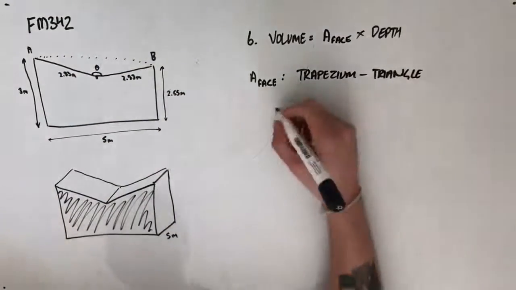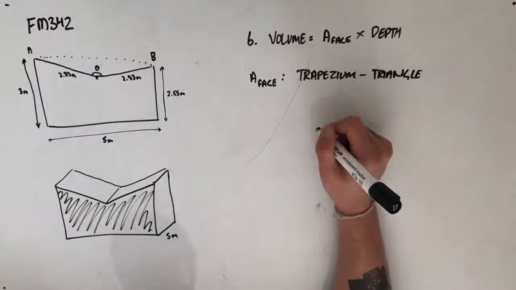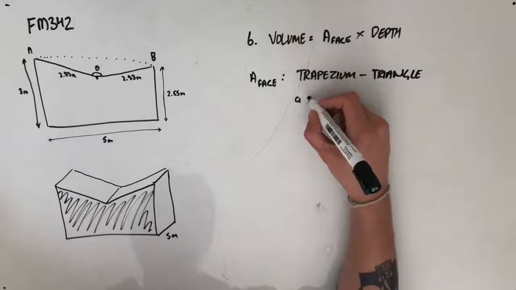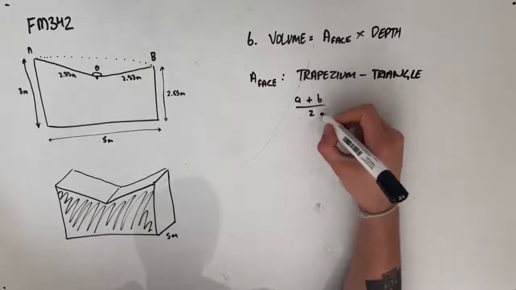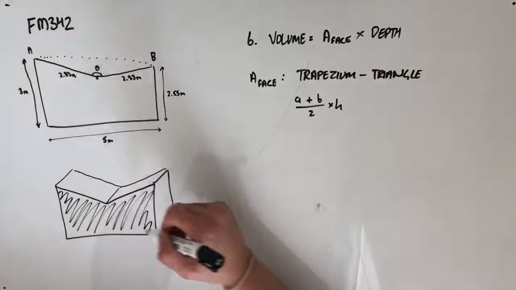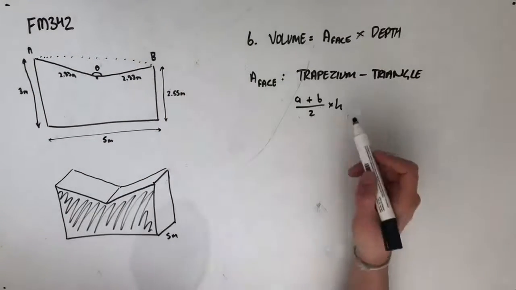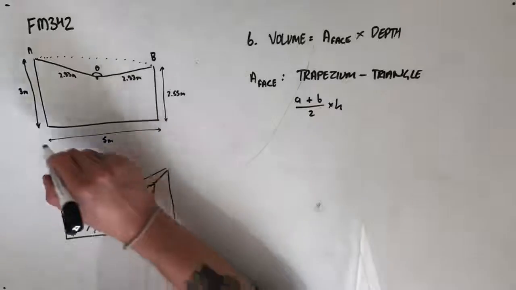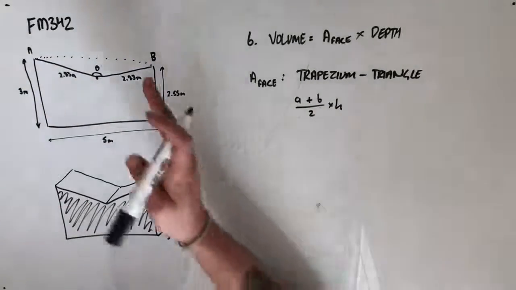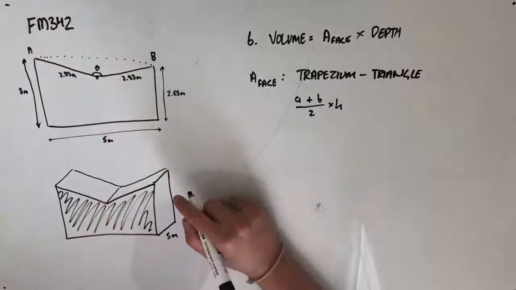Cool. So the area of the trapezium we're going to find by using a plus b over 2 times height, where a and b are the 2 different side lengths. And in this case, the height isn't actually going to be a height at all. It's going to be this base length. But of course, it needs to be perpendicular to those 2 lengths there.